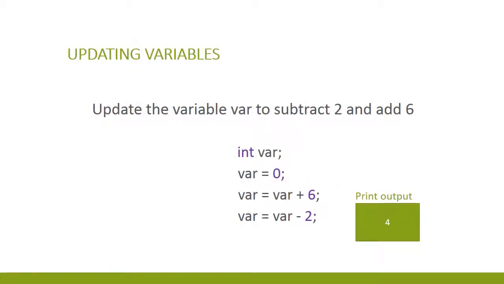Updating variables. Update the variable var to subtract 2 and add 6. Look at this example. Variable var with value 0 plus 6 subtract 2. This code prints outputs number 4.